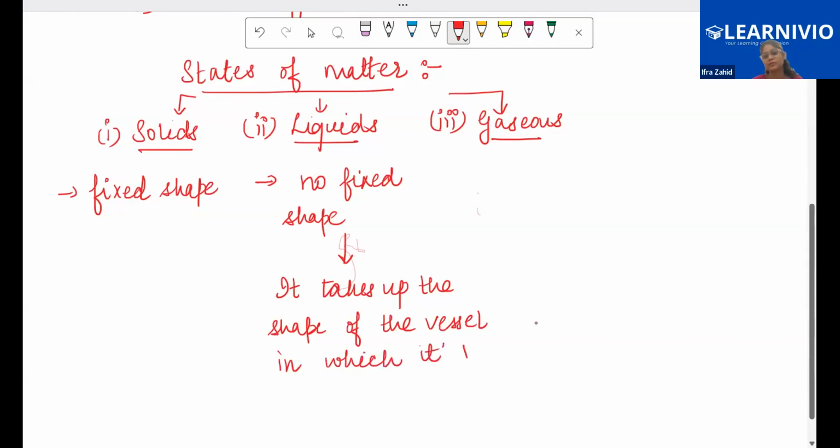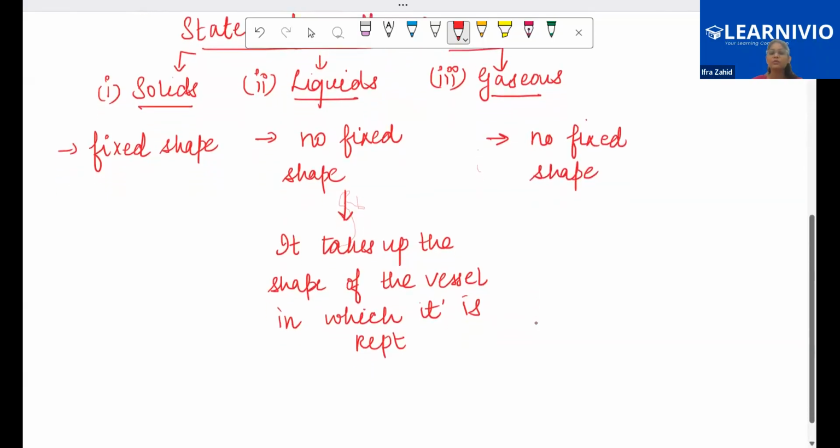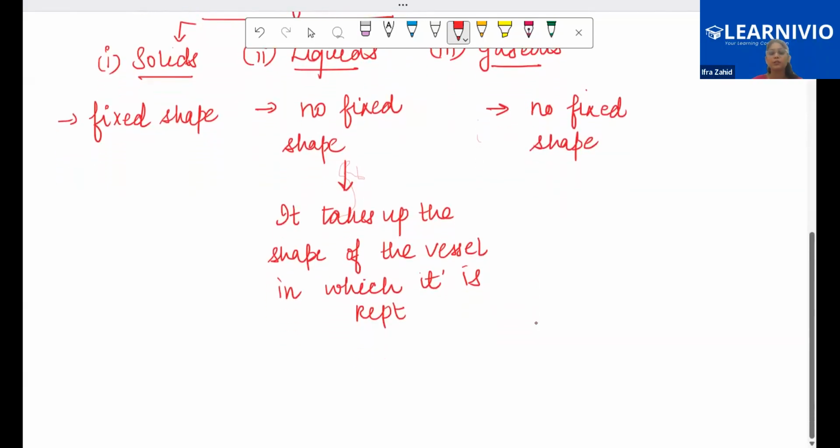Yes, ma'am. If you keep it in a rectangular vessel, it will take that shape. If you keep it in a circular vessel, it will take that shape, correct? Yes, ma'am. And what about gases? Gases also don't have a fixed shape. Correct. No fixed shape again for gases. So this was about shape, the first property.